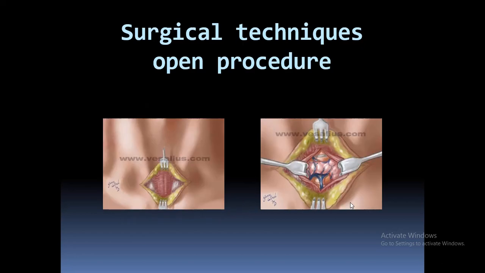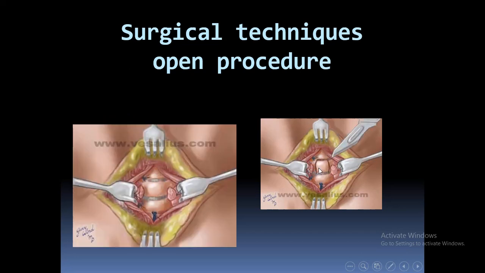In open technique, it can be done via a horizontal incision or a vertical incision. The horizontal incision is usually made about 2 finger breadth above the suprasternal notch, and then after retracting the skin and the soft tissue and strap muscles, the vein you encounter is the anterior jugular vein. You divide this and then this is the isthmus of the thyroid gland. After dividing the isthmus of the thyroid gland, this is the anterior wall of the trachea.